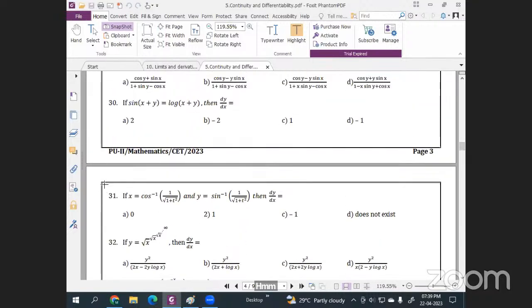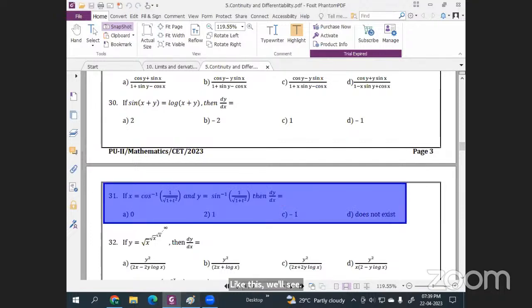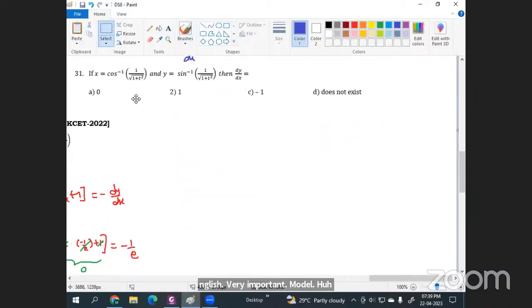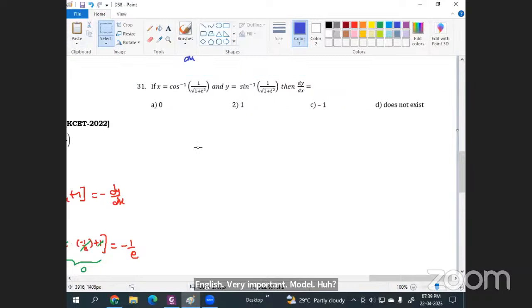Like this, we'll see inverse trigonometric functions. Very important model, no? Try this question. x equal to cos inverse of 1 by root of 1 plus t square and y equal to sin inverse of root of 1 plus t square. How to proceed? 0, 1, minus 1, does not exist. Check it. Which is the right option?